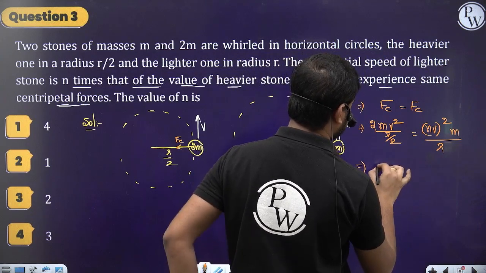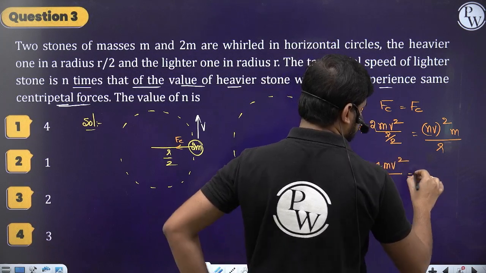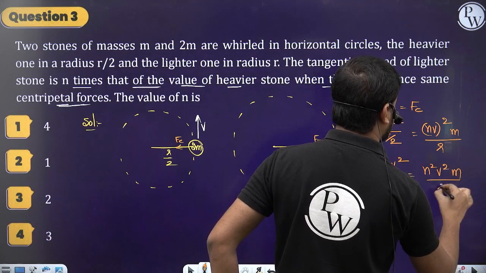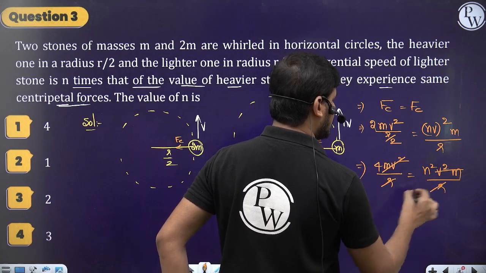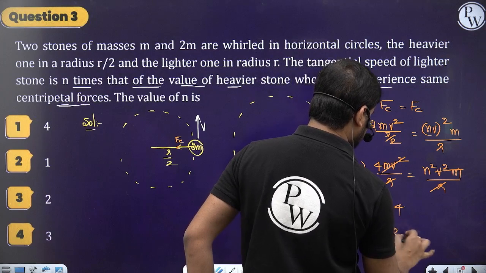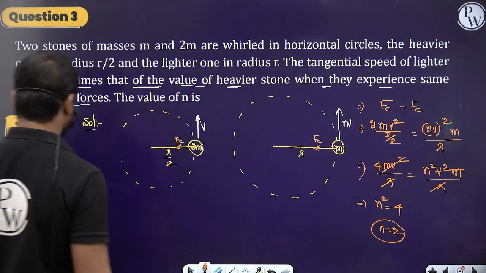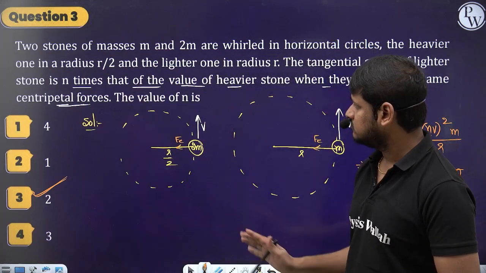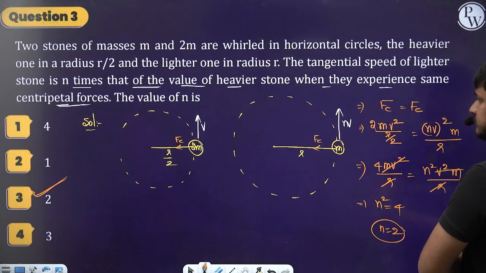Send this 2 to the upside. So 4mv square by r is equal to n square v square m by r, right? Here mv square cancels, r cancels, n square is equal to 4. Then n is equal to 2. So they are saying the value of n is 2. Clear? Understood, guys, everyone? Done? Okay, let's move further.